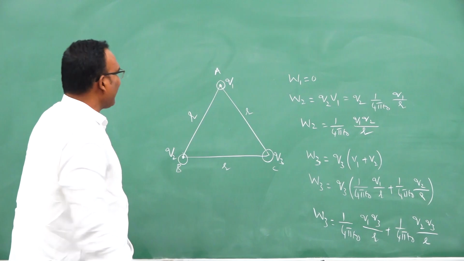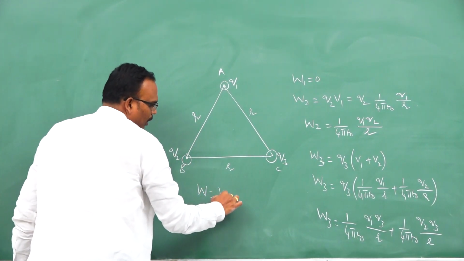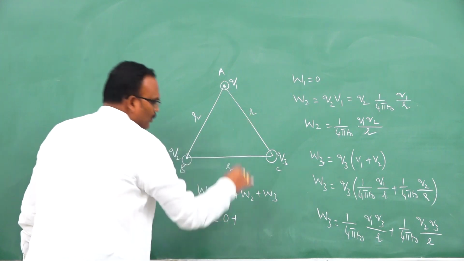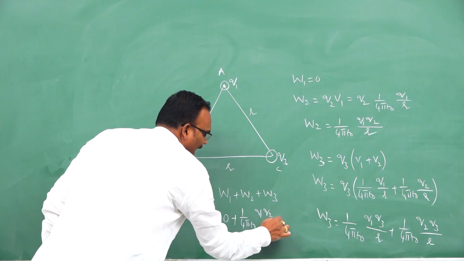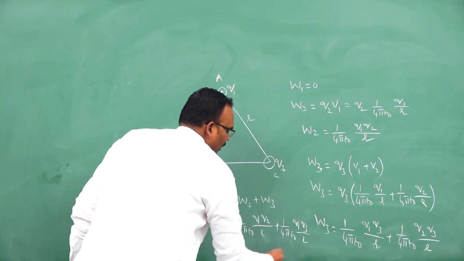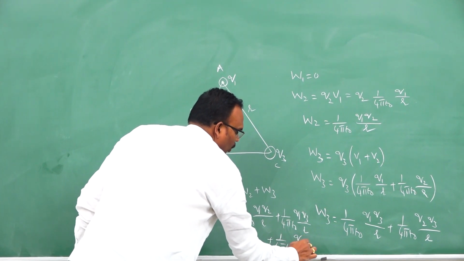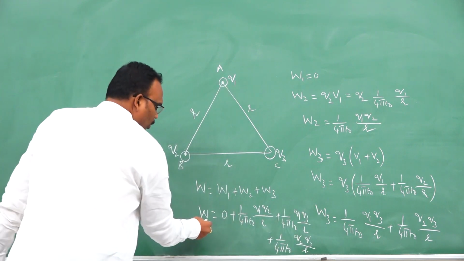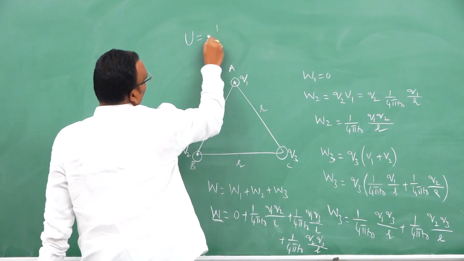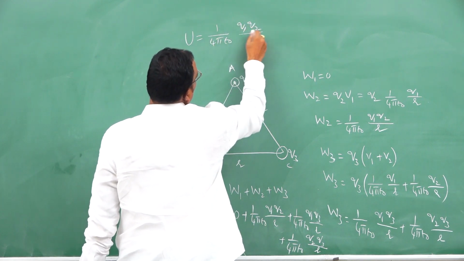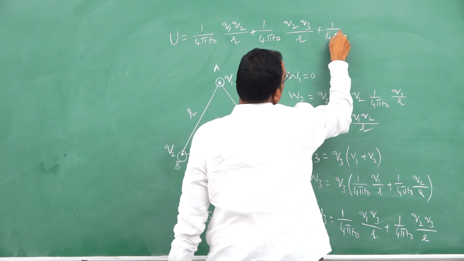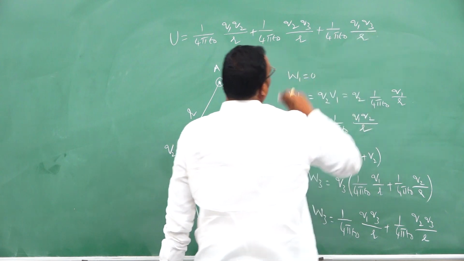So the total work done in forming this configuration is W equal to W1 plus W2 plus W3. W1 is 0, W2 is 1 by 4 pi epsilon naught Q1 Q2 by R, and W3 is 1 by 4 pi epsilon naught Q1 Q3 by R plus 1 by 4 pi epsilon naught Q2 Q3 by R. This total work done is stored in the form of potential energy of the system. So the potential energy of the three charge system can be written as 1 by 4 pi epsilon naught Q1 Q2 by R plus 1 by 4 pi epsilon naught Q2 Q3 by R plus 1 by 4 pi epsilon naught Q1 Q3 by R. So this is how we have to write.